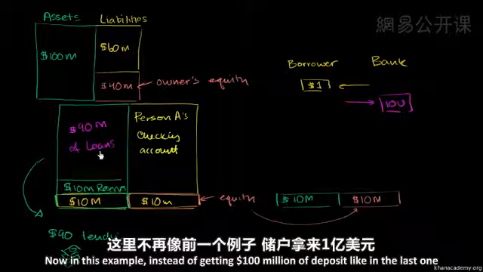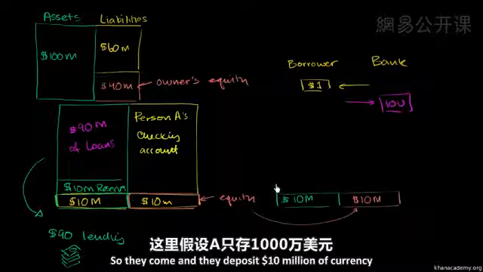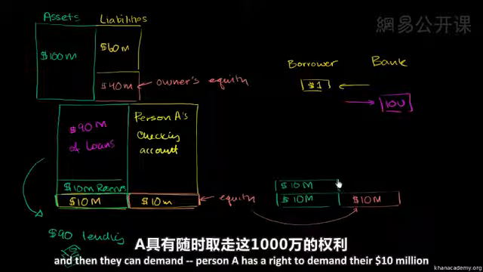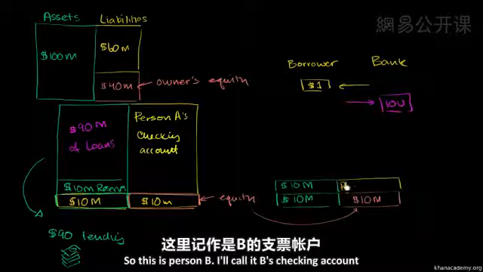And now in this example, instead of getting $100 million of deposits like we saw in the last one, let's say that person A shows up and gives us $10 million of deposits. So they come and they deposit $10 million of currency, so $10 million of Federal Reserve notes. So right over there, $10 million, and person A has a right to demand their $10 million. So this person, let's call them person B. Person B is 1/10 as wealthy as person A. So this is B's checking account.